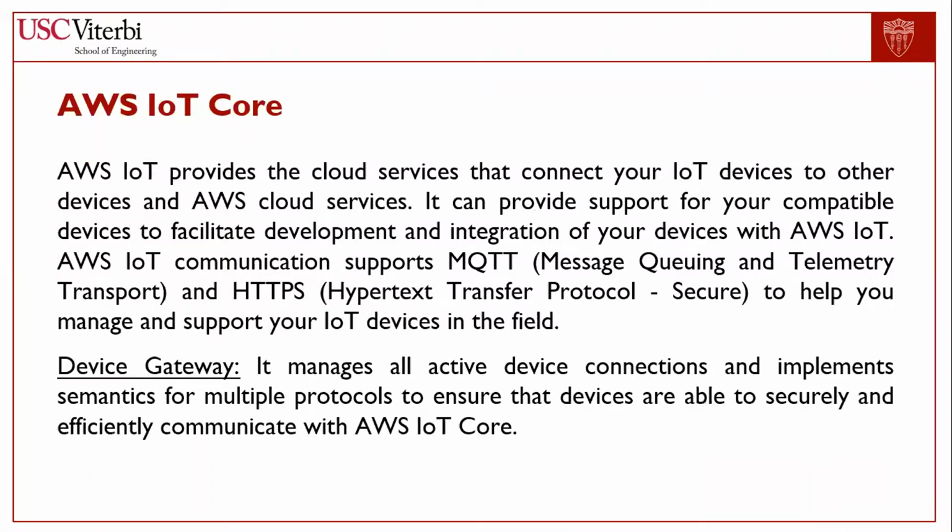AWS IoT Core. AWS IoT provides the cloud services that connect your IoT devices to other devices and AWS cloud services. It can provide support for your compatible devices to facilitate development and integration of your devices with AWS IoT. AWS IoT communication supports MQTT and HTTPS to help you manage and support your IoT devices in the field. There's a device gateway. It manages all active device connections and implements semantics for multiple protocols to ensure that devices are able to securely and efficiently communicate with AWS IoT Core.